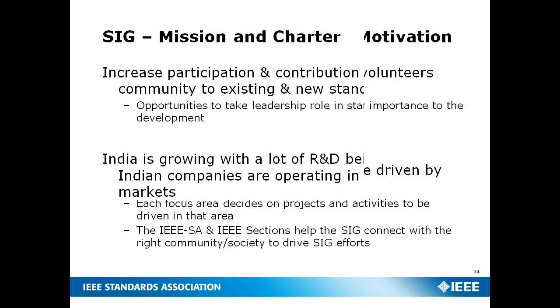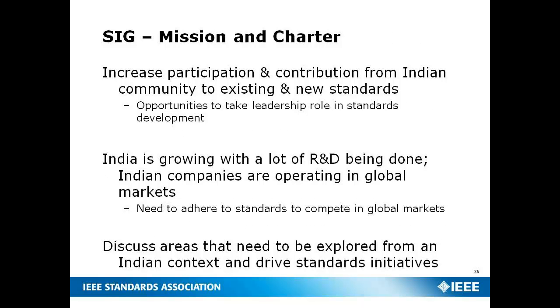So I will talk briefly about the mission and charter. I have bracketed them into three main points. The first and foremost is to increase the participation and contribution from the Indian community, both to existing standards as well as new standards. There are a lot of relevant existing standards which are actively being developed. Stan referred to a whole heap of standards in the design automation space that are still very active. They have published versions already, but there are still ongoing activities in those standards, for example, P1801.